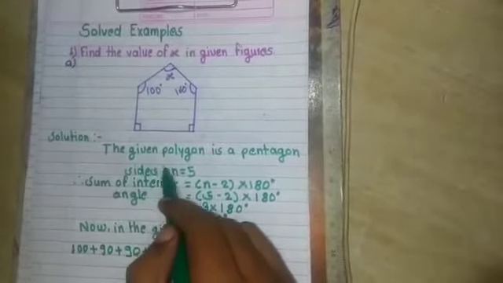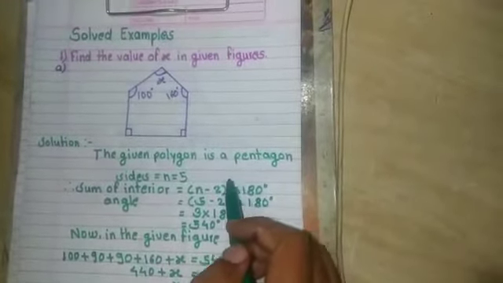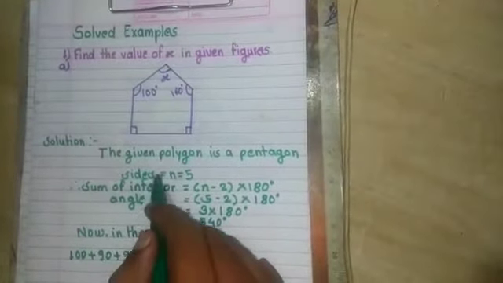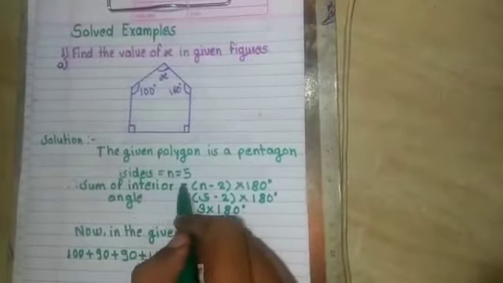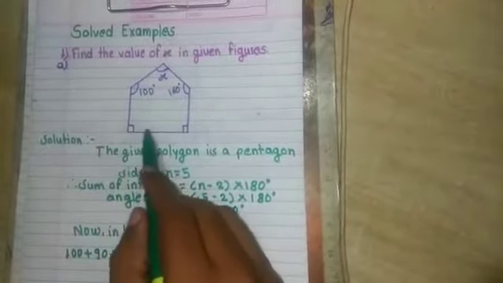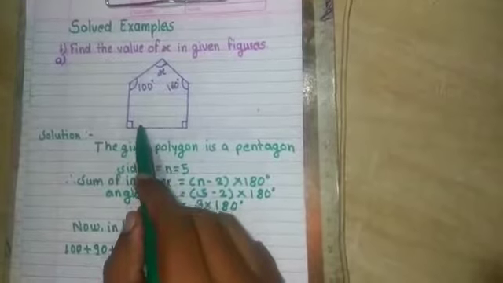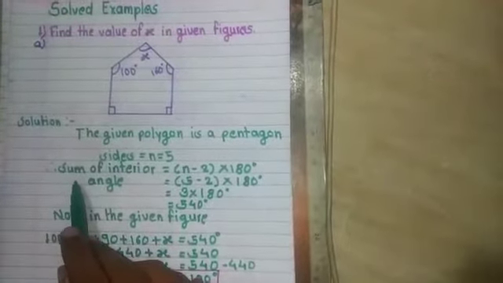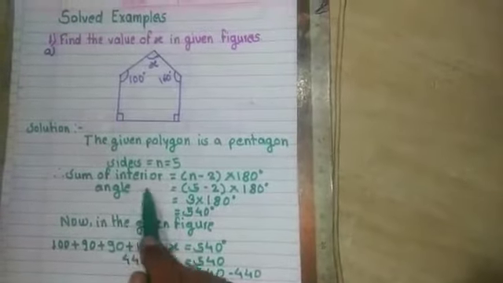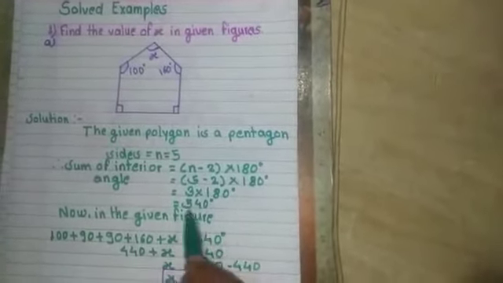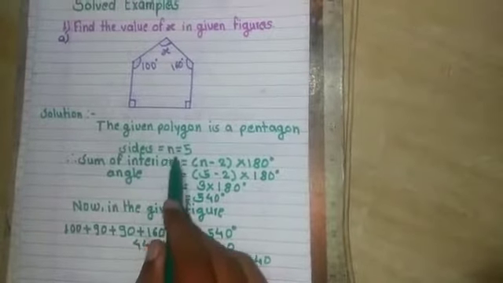So the given figure is a pentagon as the five sides are looking here. As it is a pentagon, obviously the sides will be 5, so the n value will be 5. If you know the total interior angle of this pentagon, then it is okay. But if you don't know, then you can solve with the help of the angle sum property. That is, sum of interior angles is equal to (n minus 2) into 180. We have to put the value of n equal to 5.